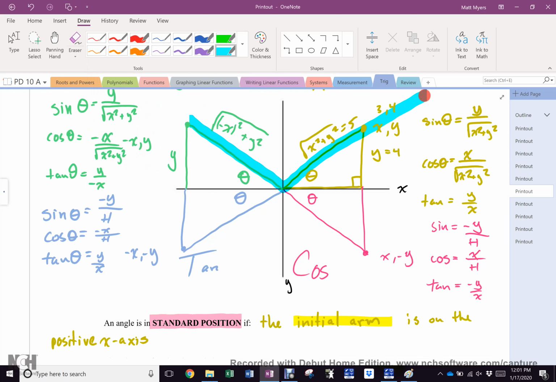Everybody have an answer? Yes or no? That blue angle is in standard position. No, of course not. Why? Neither arm is on the positive x-axis. All right? Okay. What about this blue one? In your head, yes or no? I don't want to see any head shakes or anything. Yes or no? No. Why? Because it's on the negative x-axis.